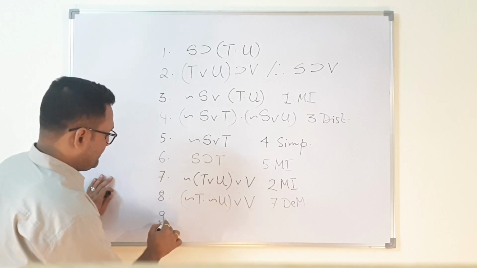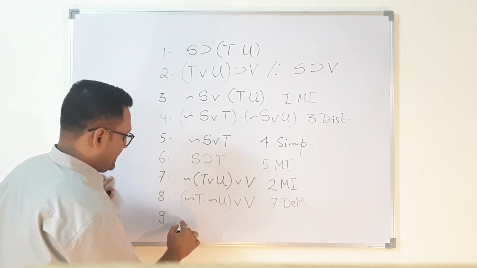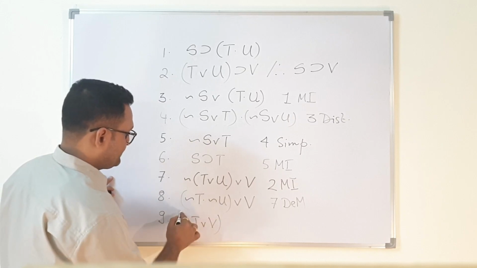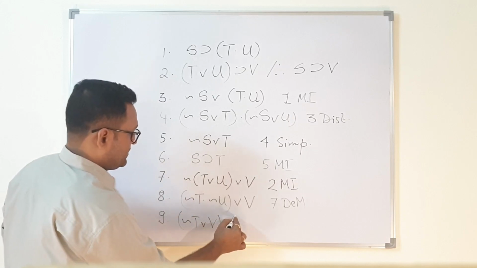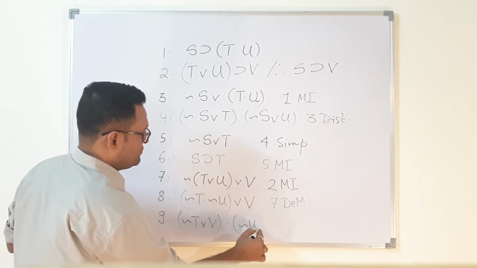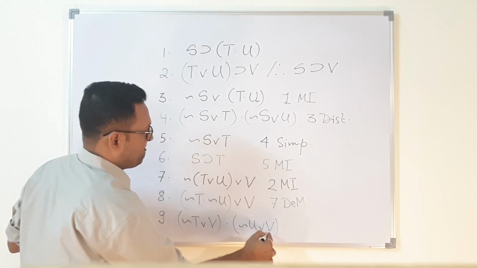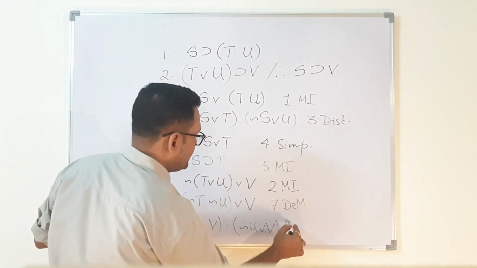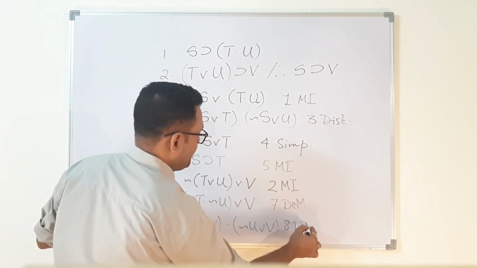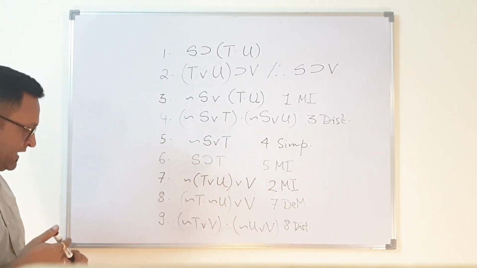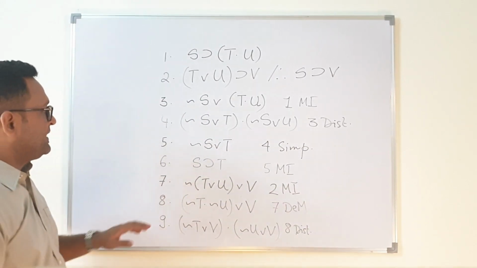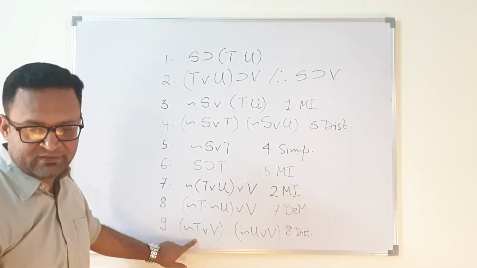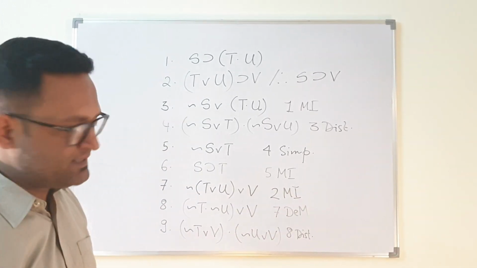Now on the ninth step, I will write it as negation of T wedge V dot negation of U wedge V. Fine. So this will be eighth, distribution. So I have applied distribution, I have got this. So you can see that I have got S implies T, and from here I will get T implies V. So I will simplify this part. How will I simplify this part?